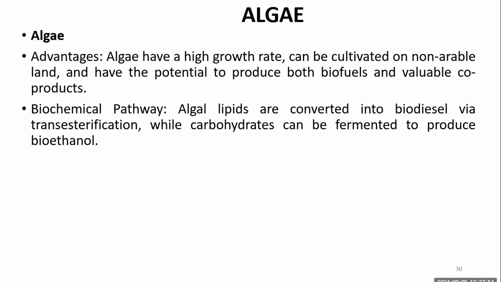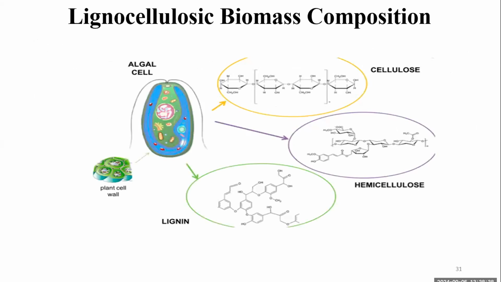It has the potential to produce both biofuels and other sources of energy. Now, from the biochemical point of view, these algal lipids are convertible into biodiesels via trans-esterification. You know our basic chemistry of esterification, where lipids interact with alcohol to generate esters and water. In trans-esterification, it's the production of another form of ester from esters and alcohol. This can be obtained from algal lipids, and we can also obtain it from carbohydrates, which can be obtained by fermentation.